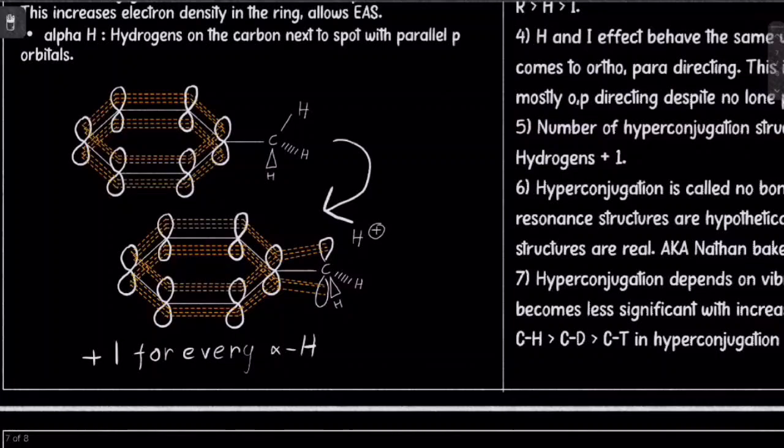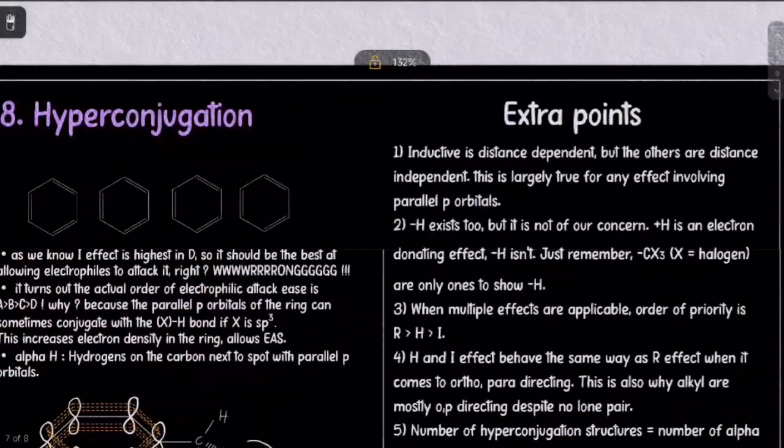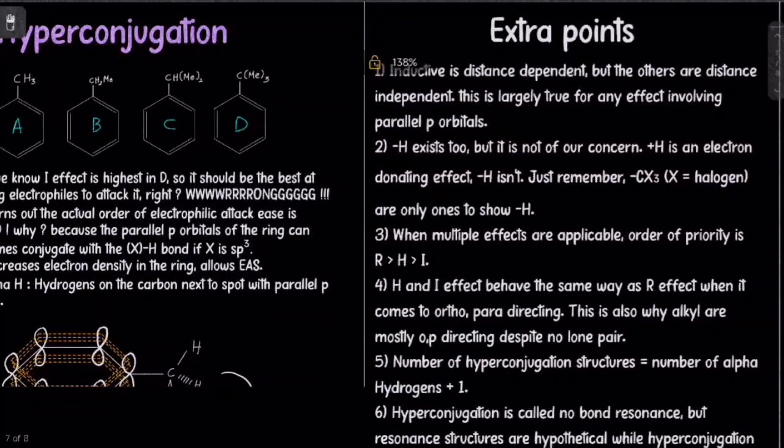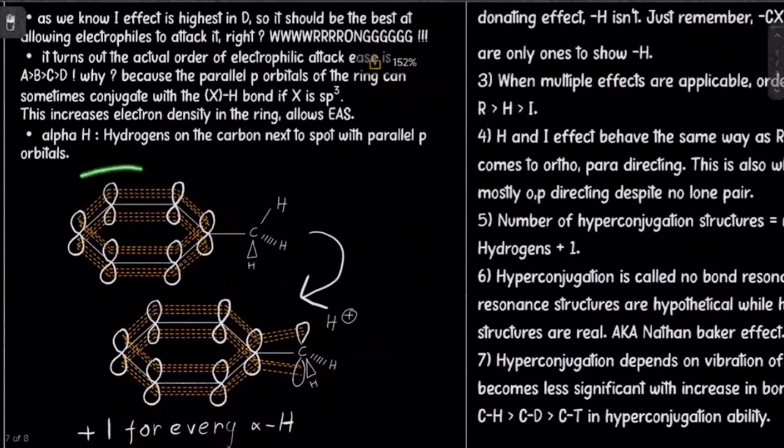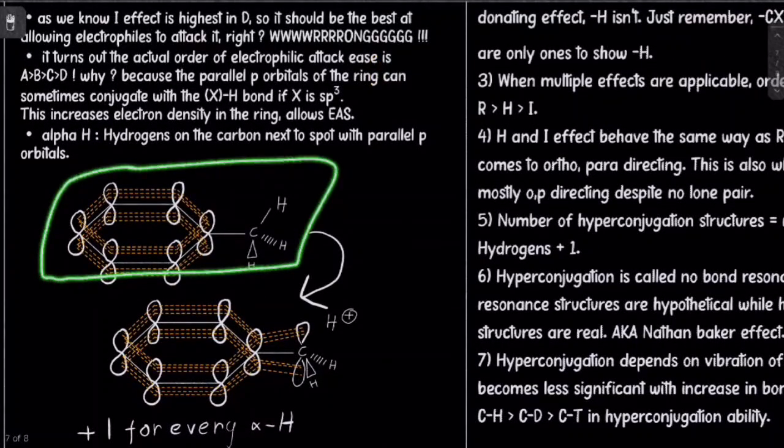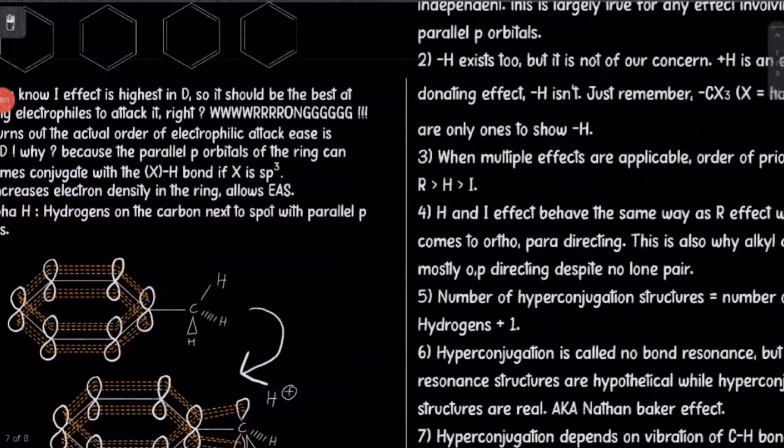And this is basically a hyperconjugating structure. Okay. And just remember that the number of hyperconjugation structures is equal to the number of alpha hydrogens plus 1. Okay. Why plus 1? Because this is the normal base compound. We also consider that a hyperconjugating structure.